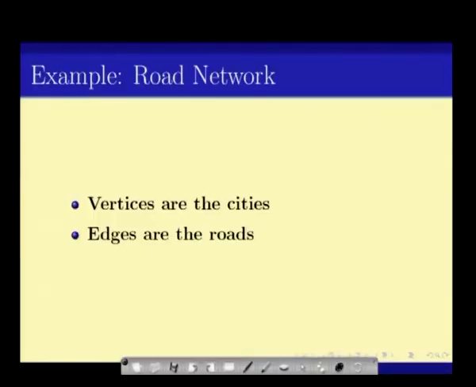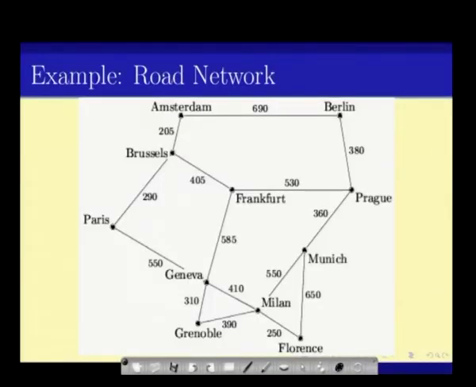There is another more day to day life application: the road network, where we have vertices as cities and the edges are the roads, and we also put weights on the edges depending on the distance. For example, say here is a map of Europe, and from Amsterdam to Berlin we have an edge because there is a road between them, and the distance between Amsterdam and Berlin is 690 miles. Similarly, from Berlin to Prague is 380 miles, and so on.